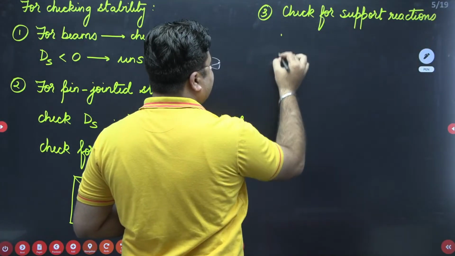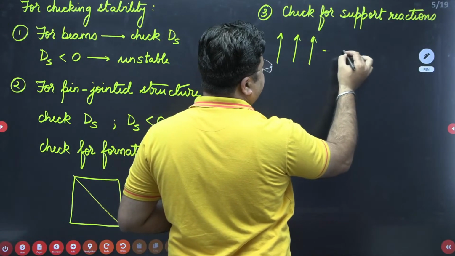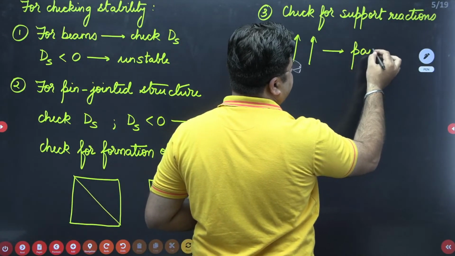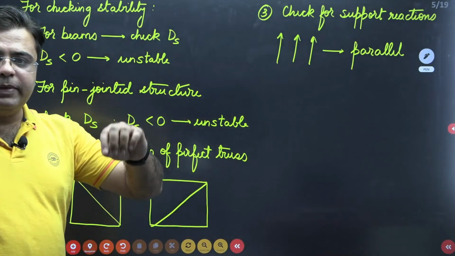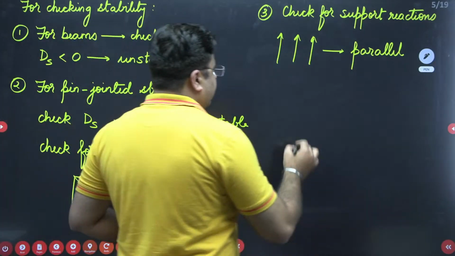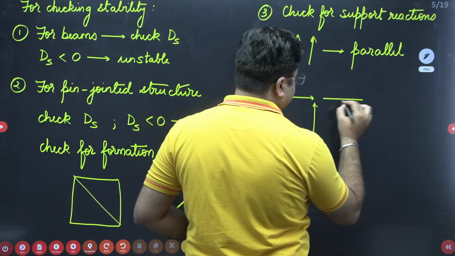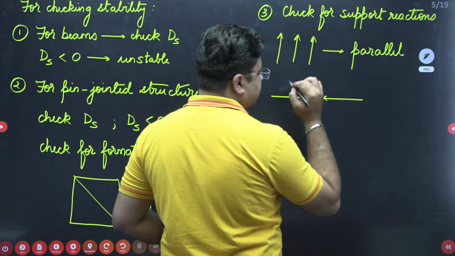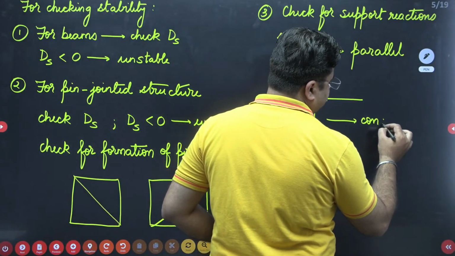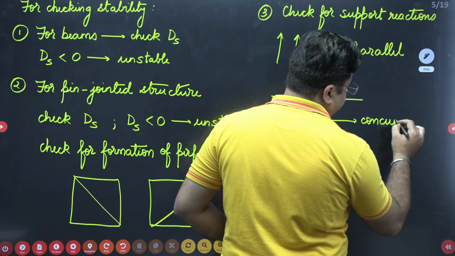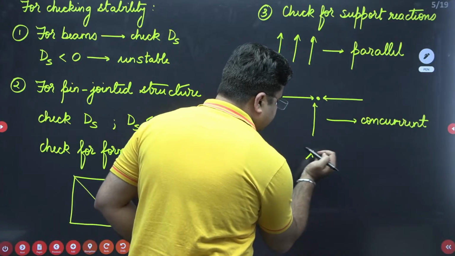If support reactions are parallel like this, right? It can be parallel vertically or horizontally, then it makes the structure unstable. If your support reactions are concurrent at a point like this, then also your structure is unstable.